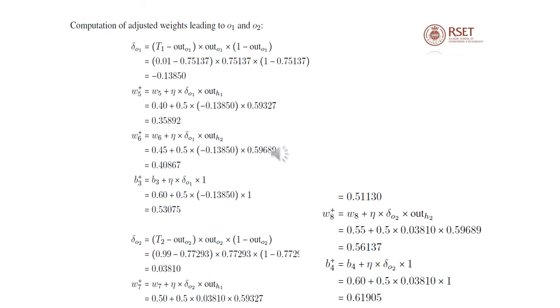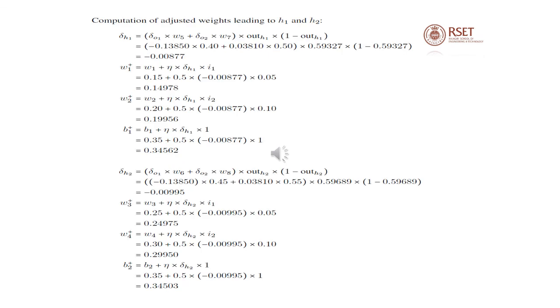So the second output layer delta can be calculated as (T2 minus output of O2) into output of O2 into (1 minus output of O2). So substitute the value, and you need to update the bias also, that is B4 equals B4 plus eta into delta of O2 into the constant value 1. So you will get the B4 also.